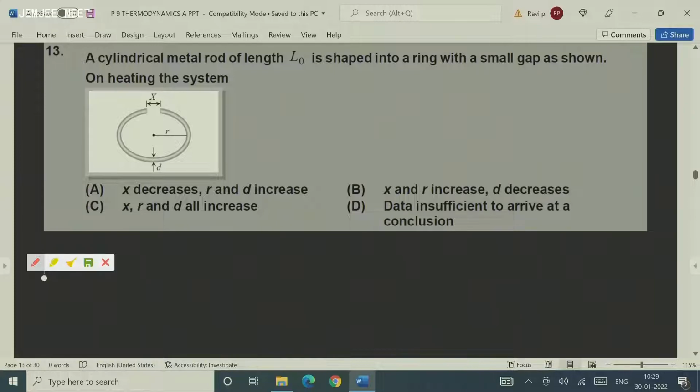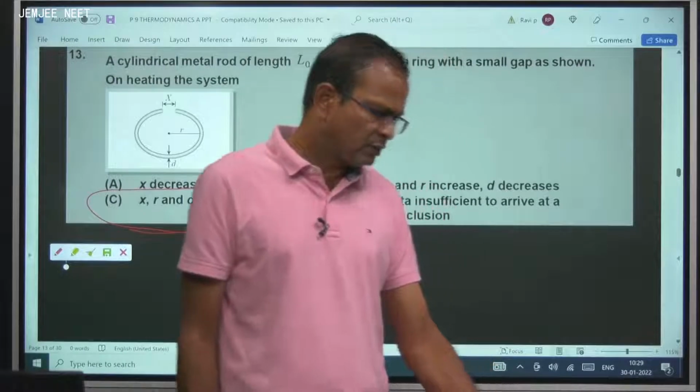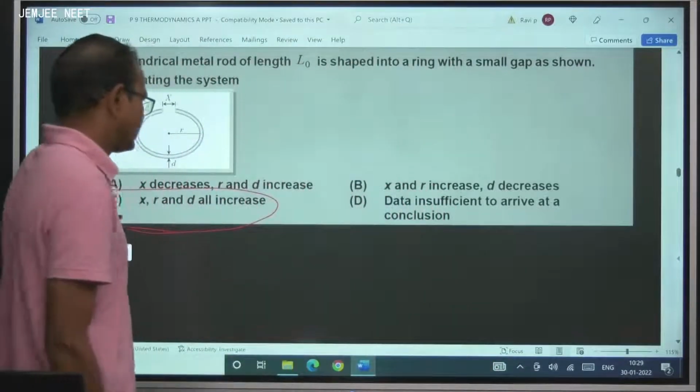Sir, option C, sir. Very good, Kanna. Just now I explained this to you. You should not have any confusion that something will decrease, area will decrease, length will decrease. That is the concept I tried to explain to you. Good. So increases is the right answer. C is the right answer.